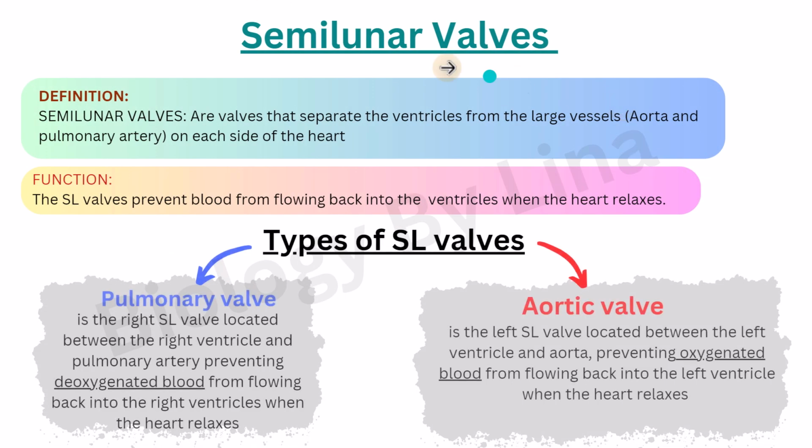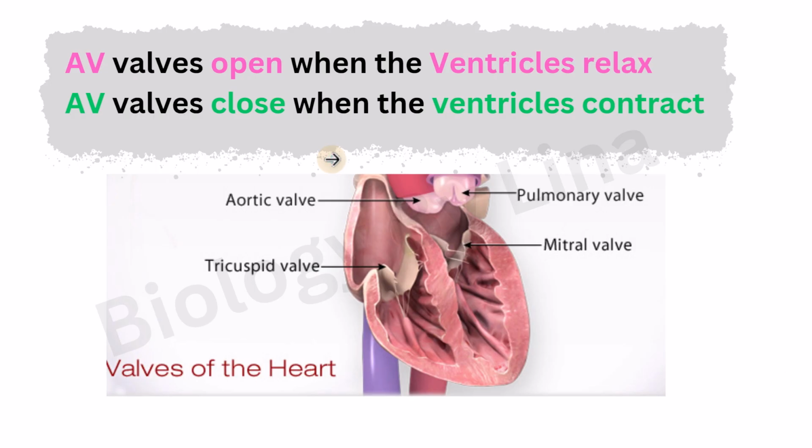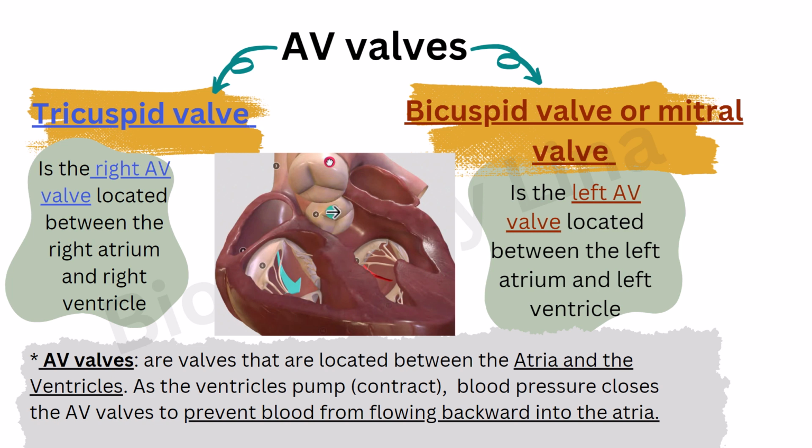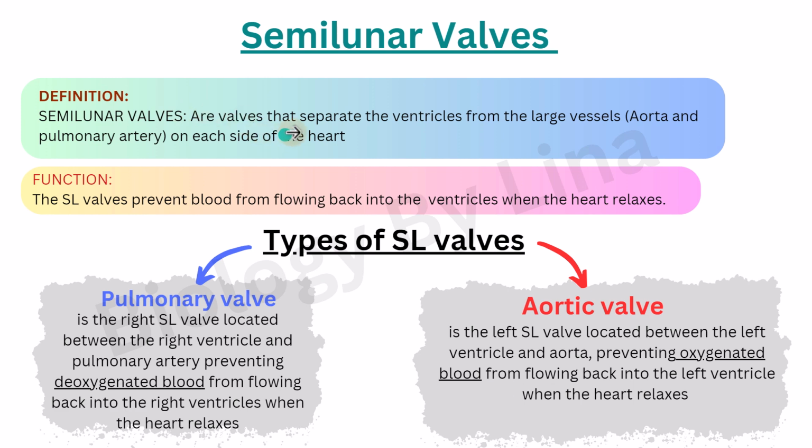The second type of valves is named the semilunar valve. Semilunar valves are the valves that separate the ventricles from the large vessels, which are the aorta and pulmonary artery, on each side of the heart. So if we go to the figure, these two valves are named semilunar valves. These valves separate what from what? They separate the ventricles from the two large arteries, the pulmonary artery and aorta. So again, semilunar valves separate the ventricles from the large vessels, aorta and pulmonary artery, on each side of the heart.